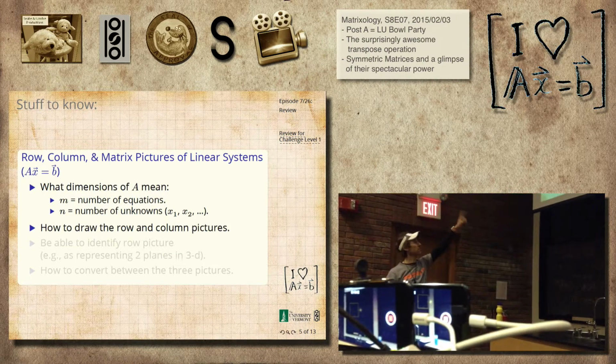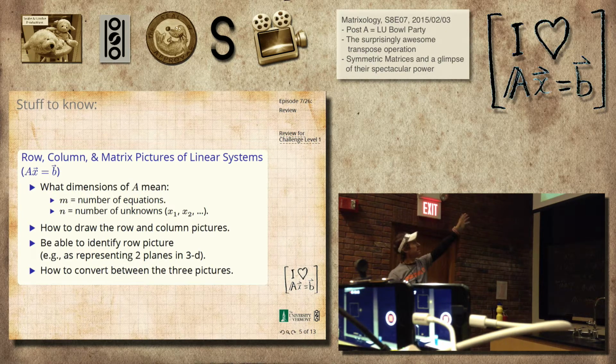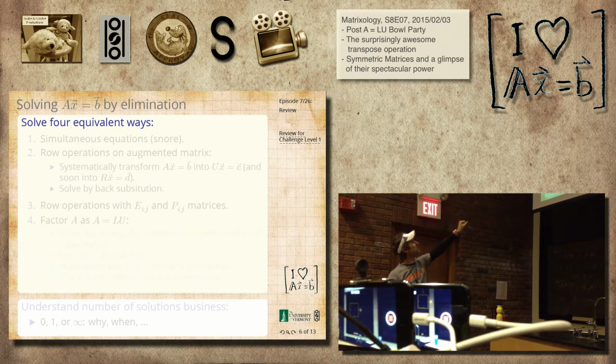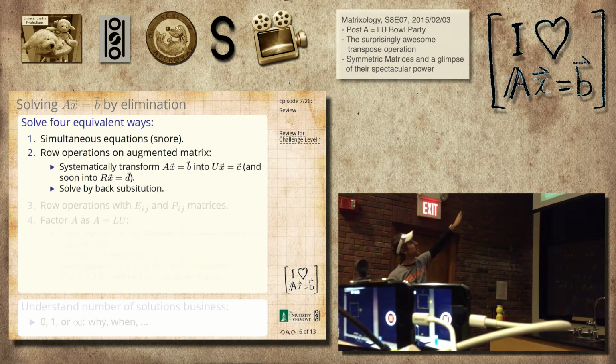You need to be able to draw the row pictures, the column pictures. Understand what the row picture is. We'll move away from it. How to convert between all of them. We have a matrix picture as well. Simultaneous equations, that's what we started with. And then we said, we're not going to talk about it like that. We're going to have row operations. We go from AX equals B to UX equals C, and then later to RX equals D. We solve by back substitution.